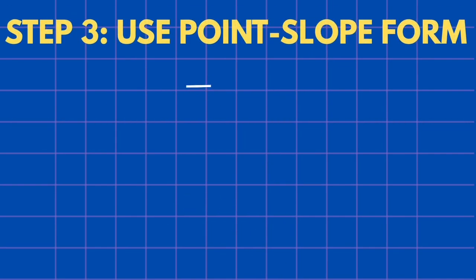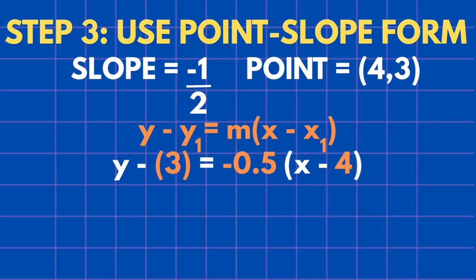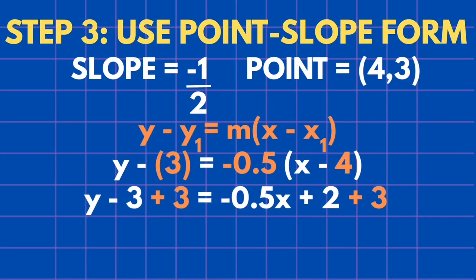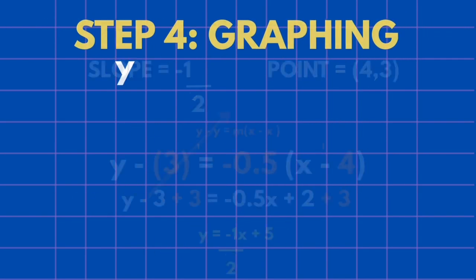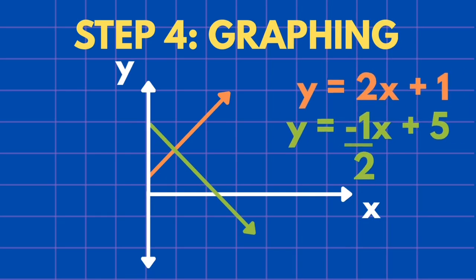Step 3 is to use point-slope form. We now have the slope and we were given a known point. This means we can use point-slope form. We substitute our values from our known point into the equation and simplify it till we get y equals negative 1 over 2x plus 5. And step 4, we can graph the two lines to get a visual representation and confirm that the two equations are in fact perpendicular with one another.